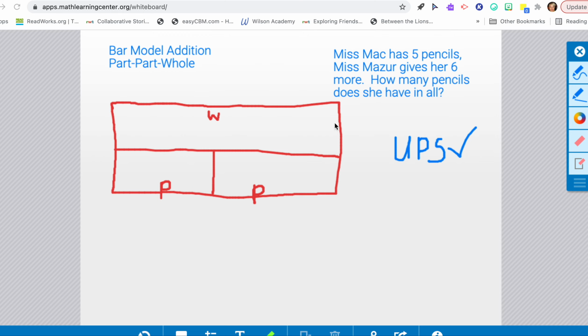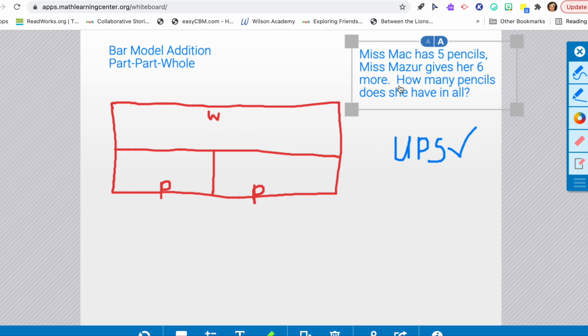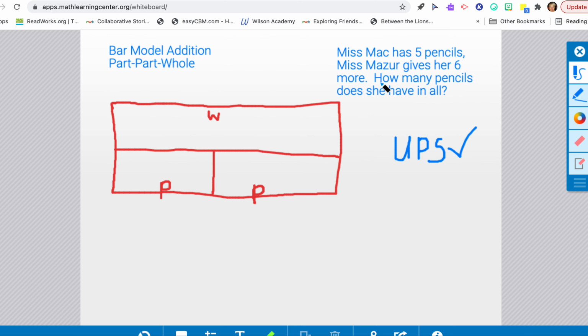Well, we are practicing first asking ourselves, what do we actually have to find out? So we usually like to go to our problem and underline the question. So how many pencils does she have in all? We're trying to find the total number of pencils. And we have important information. We know that she has 5 and that Miss Mazer gave her 6 more. So we usually like to circle our important information.